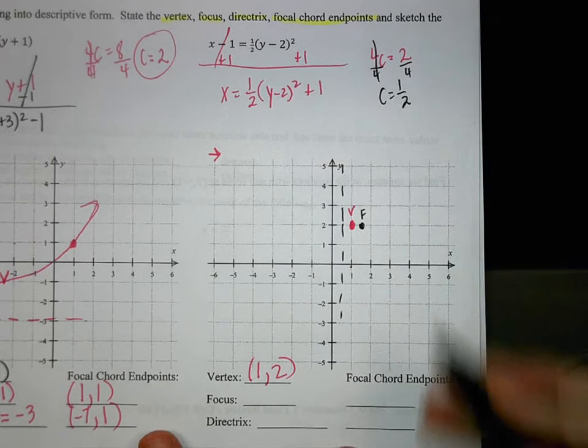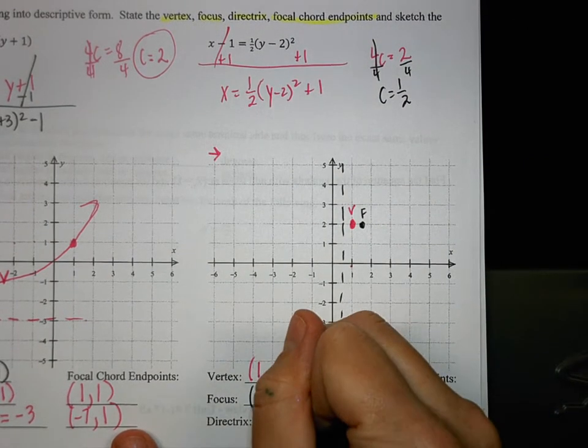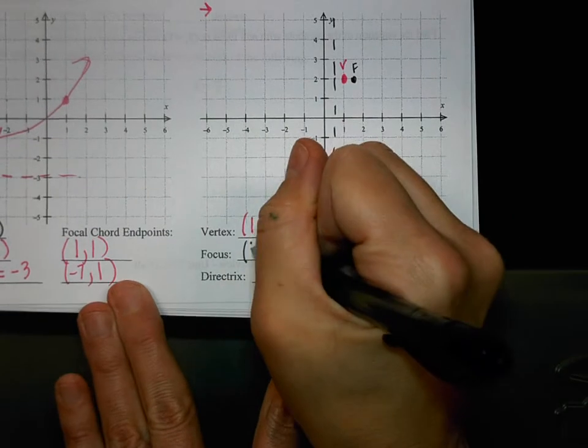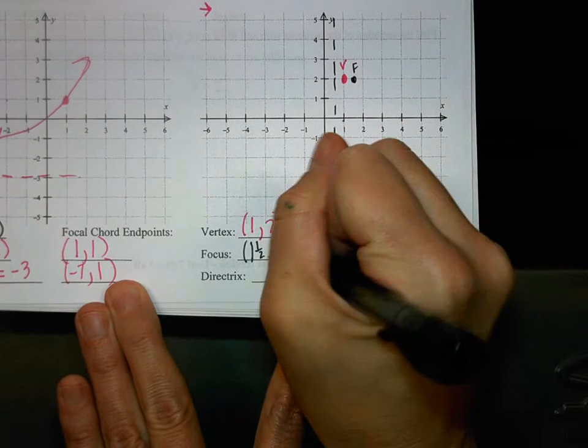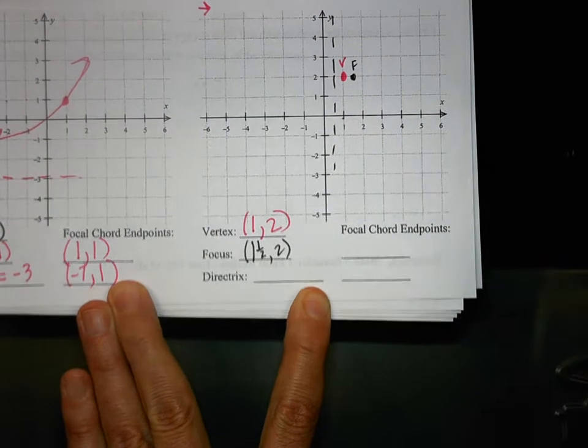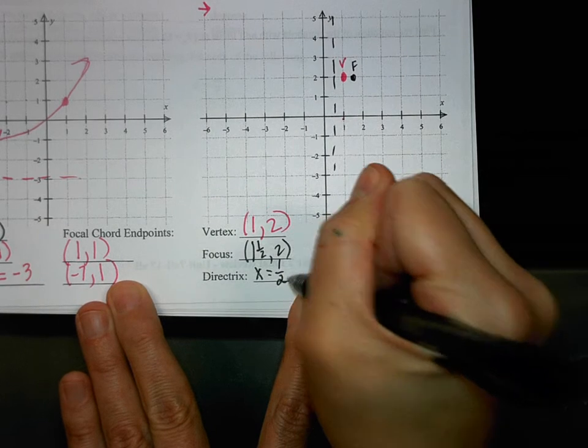And so what would we label those down here? The focus is at what value? 1.5, 2. And the directrix, how do we label the directrix? X equals. Perfect. Good job. X equals 1/2 is correct.